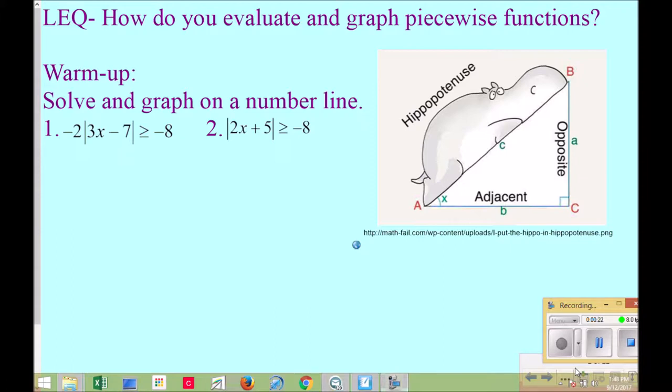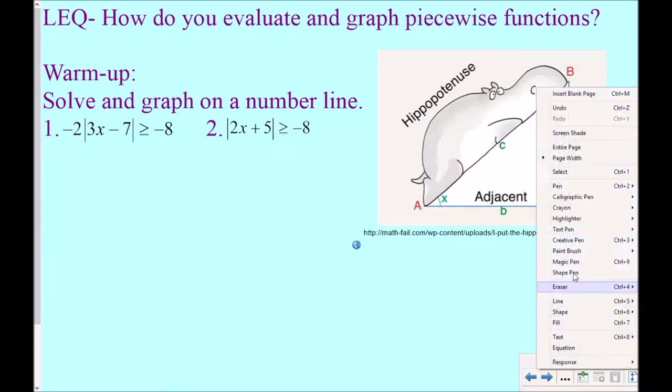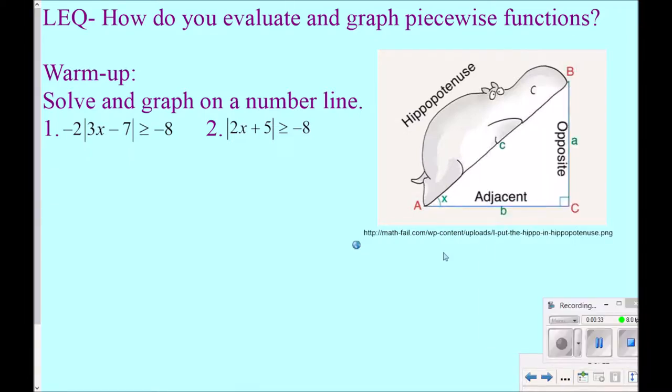So if I need to get that -2 out of there, I'm going to divide both sides by -2. So then I have the absolute value of 3x minus 7. I just divided by a negative, so I'm going to remember to flip the inequality, and -8 divided by -2 is +4. So now I have an absolute value by itself less than or equal to 4.